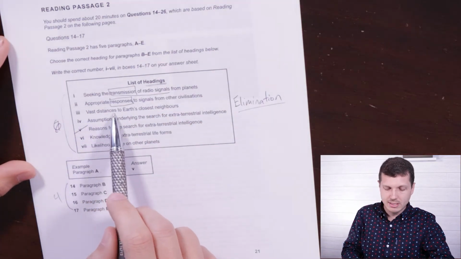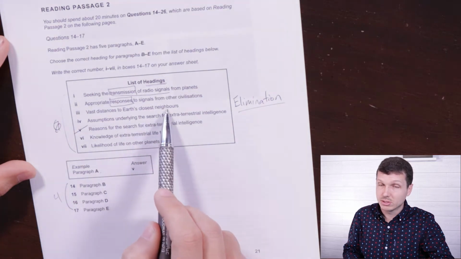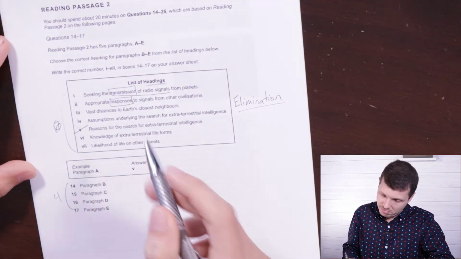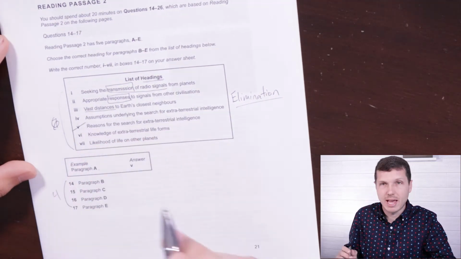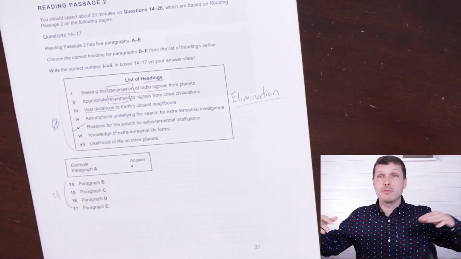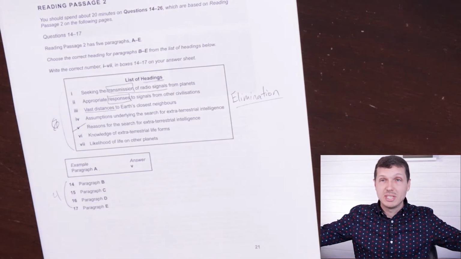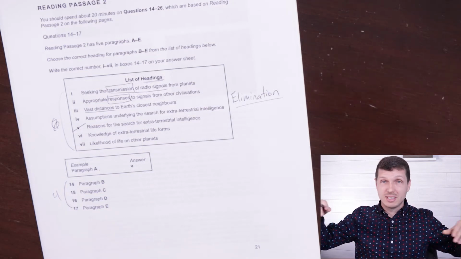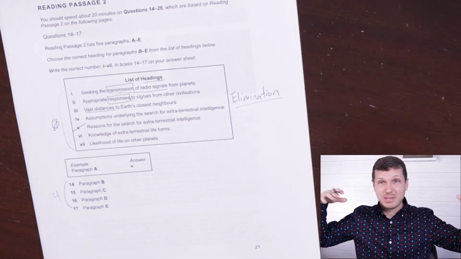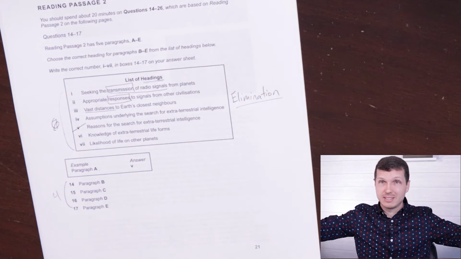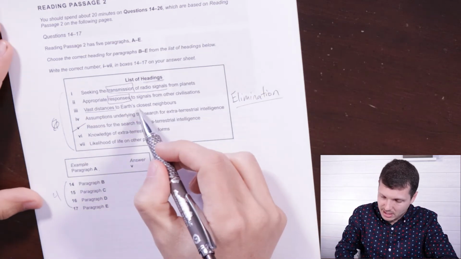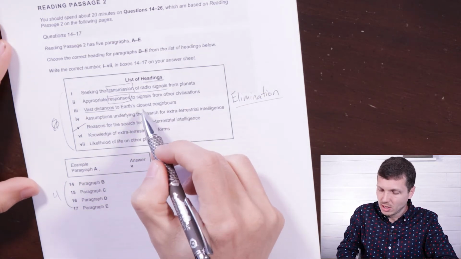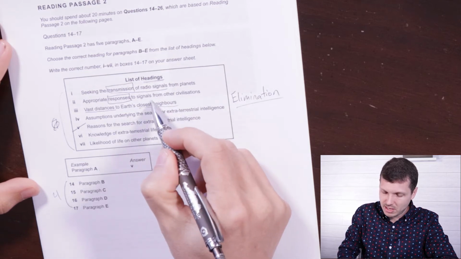Number 3, vast distances to Earth's closest neighbors. Vast distances, what does vast mean? Vast means very, very large. We say that the ocean is a vast area. It's hard to see how far it is, how big it is. It is huge. It is vast. Vast distances to Earth's closest neighbors. Maybe neighbors is good.